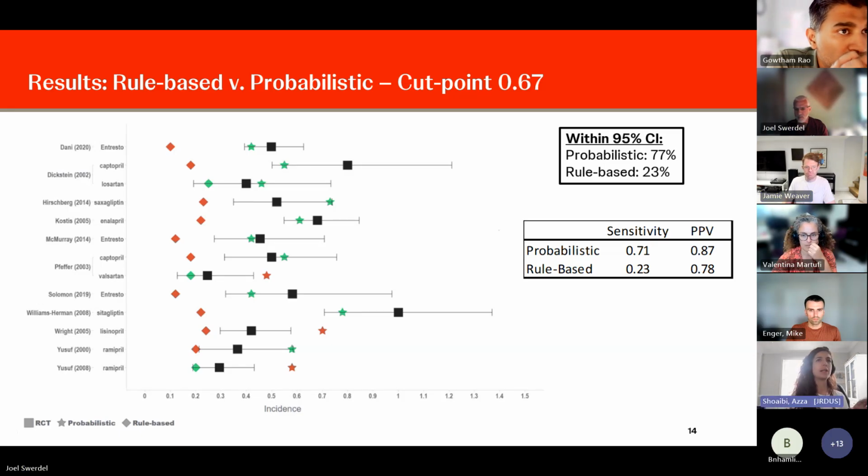Joel, is that the meta-analytic incidence proportion rate, or is that one data source? What are we looking at here? It's an average of the 5 data sources. But how did you get that average? Is it a simple average? Yeah, simple average.